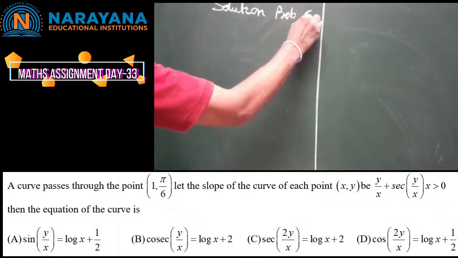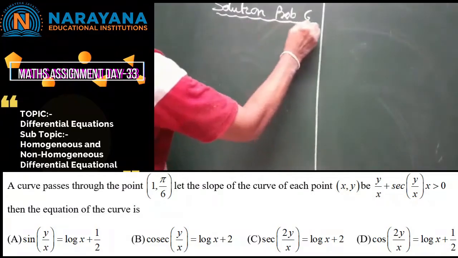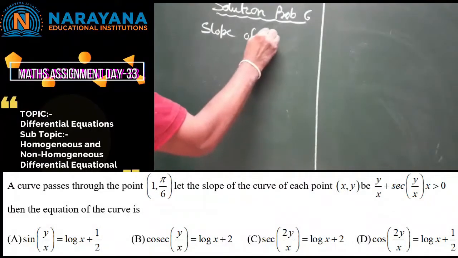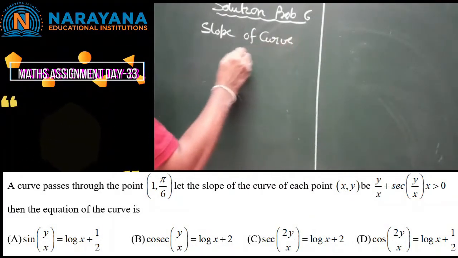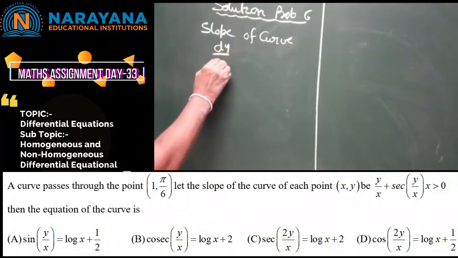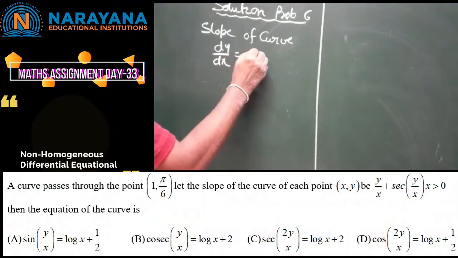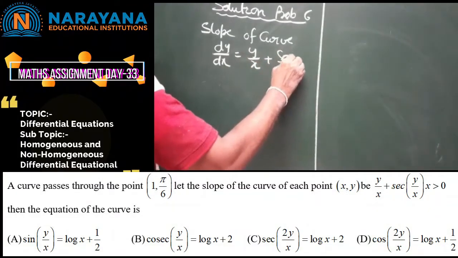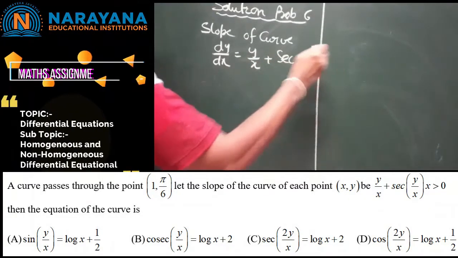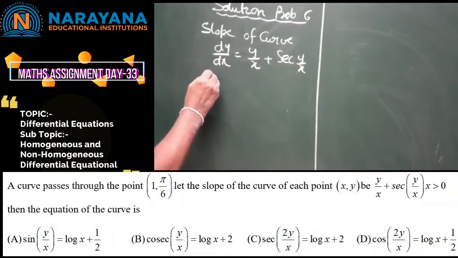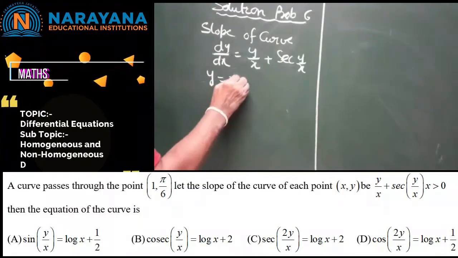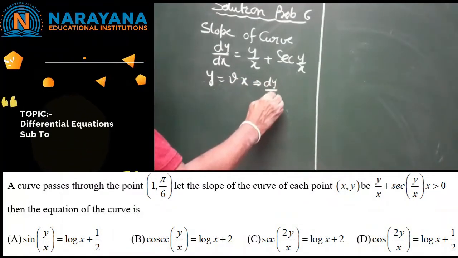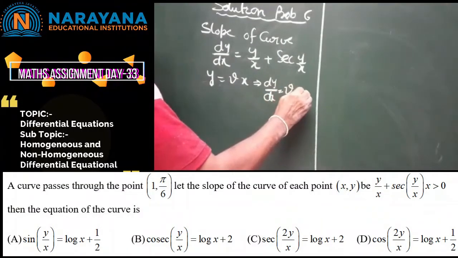Problem number 6. Slope of the curve is given. Slope of curve dy by dx is given as y by x plus secant y by x. This is a homogeneous differential equation. So we write y equal to vx. As usual, we can get dy by dx is equal to v plus x dv by dx.